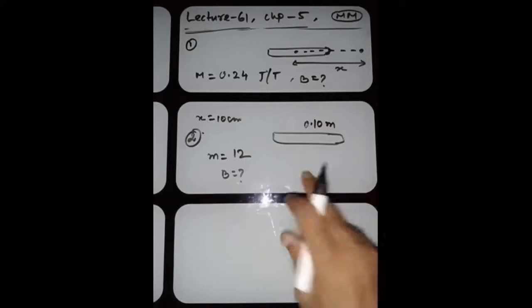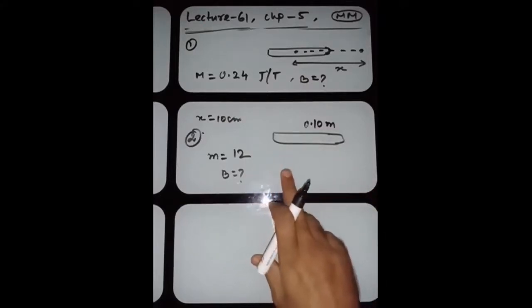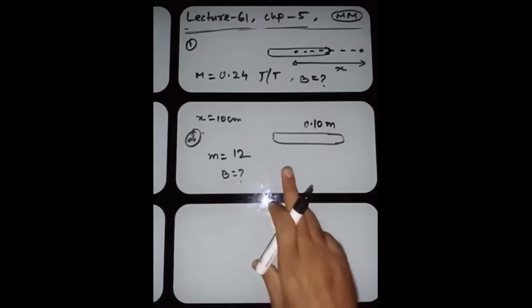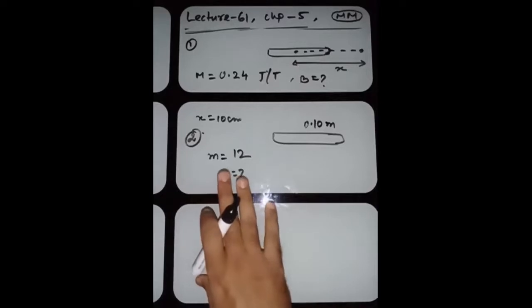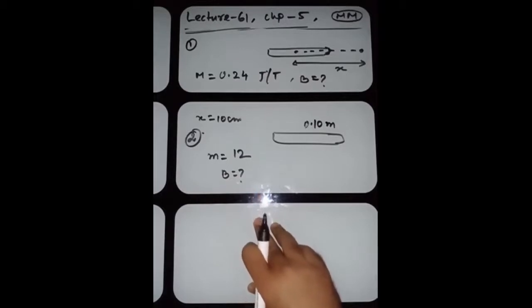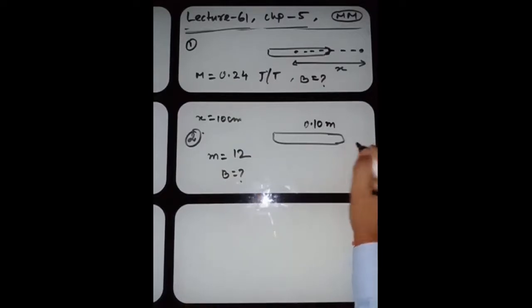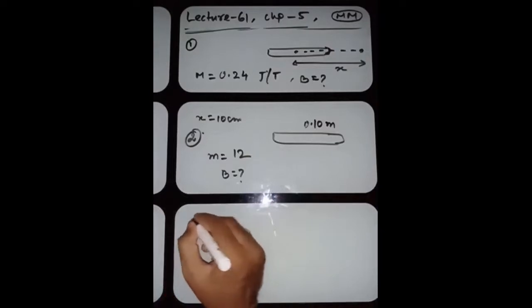Again I'm telling you the question. A magnet is 0.10 meter long and its pole strength is 12 ampere meter. Find the magnitude of the magnetic field B at a point on its axis at a distance of 0.2 meter from it. From one end on its axis you have to find the magnetic field.